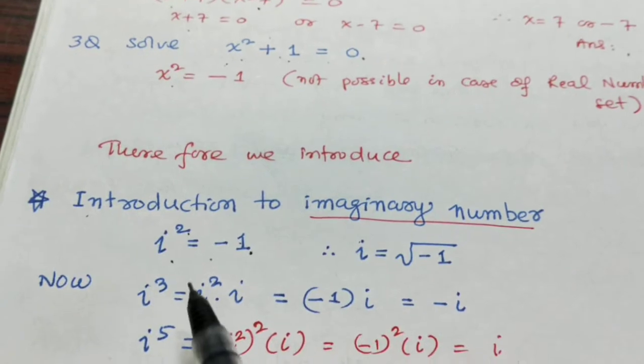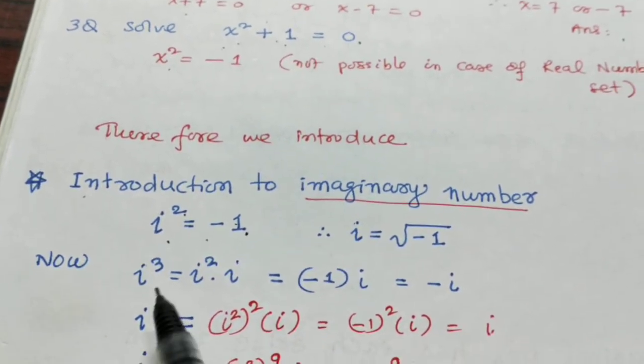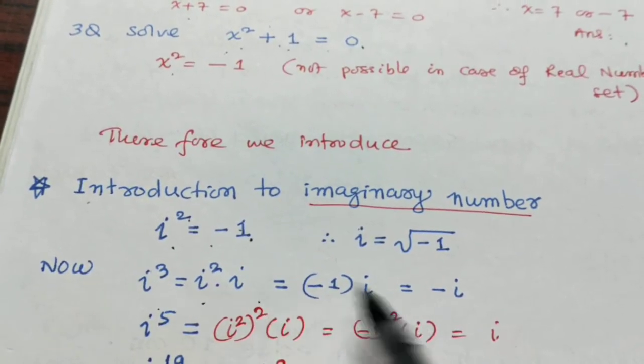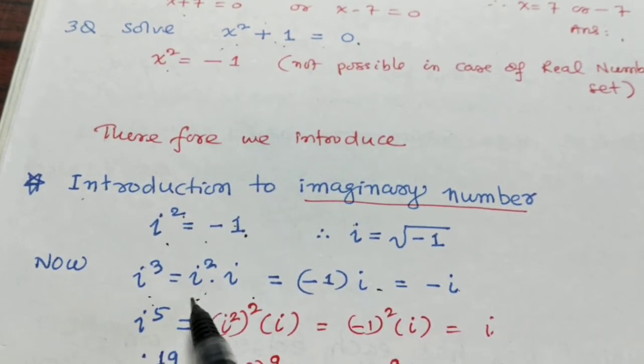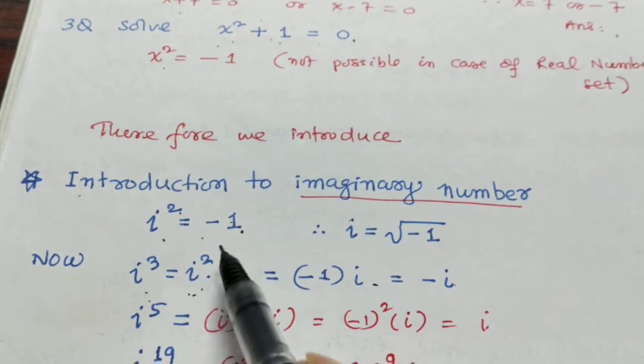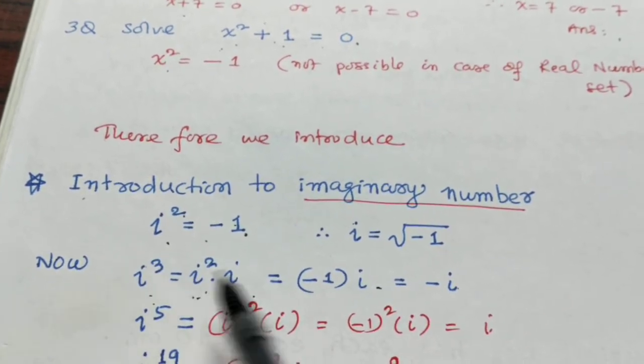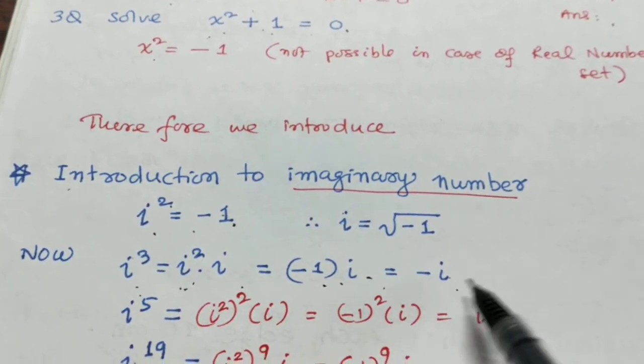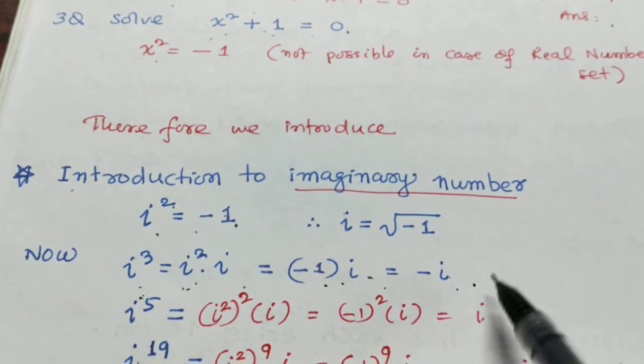This is very beautiful, and it has many norms and concepts. You can play with this eta. Eta cube is nothing but eta square into eta. Eta square, what is the value? Minus 1. Then that is minus eta. So eta cube becomes minus eta.